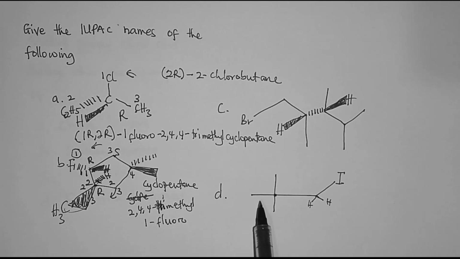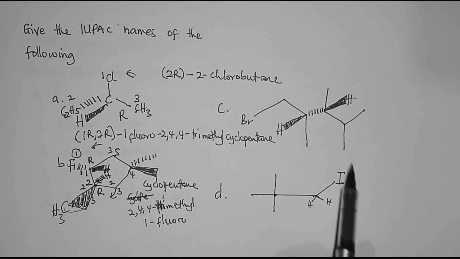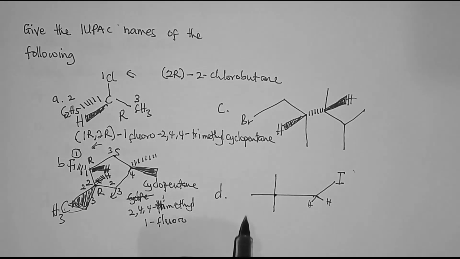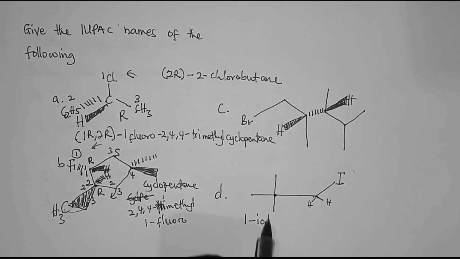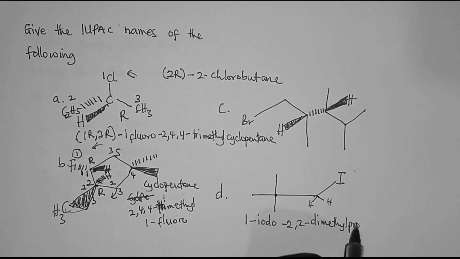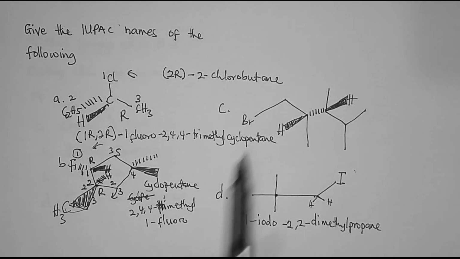So the number of carbons are 1, 2, 3. 3 carbons, so it is a propane. And then we have an iodine substituent on carbon number 1. And then we also have a dimethyl on carbon number 2. So it is going to be 1 iodo, and then we have a 2,2 dimethyl propane. Let's go ahead and name this molecule as well.